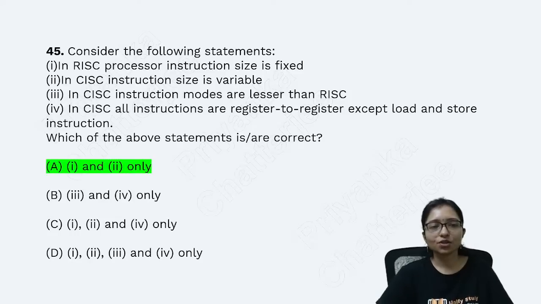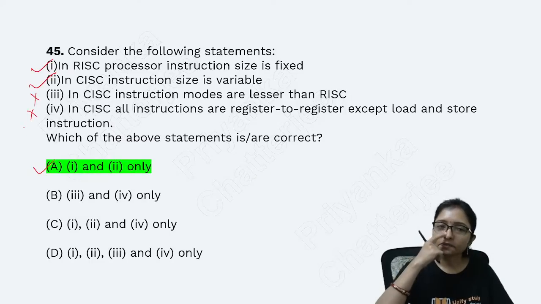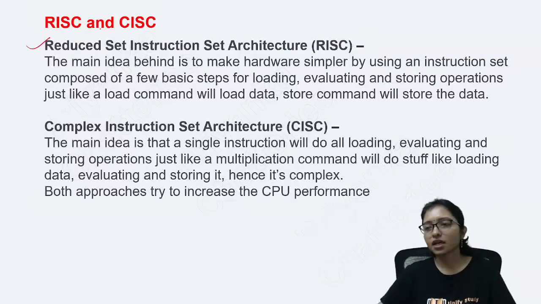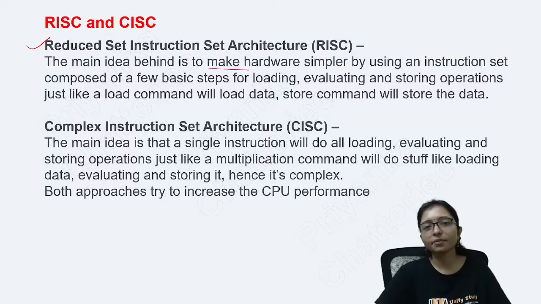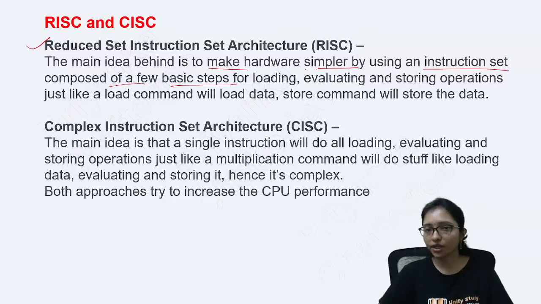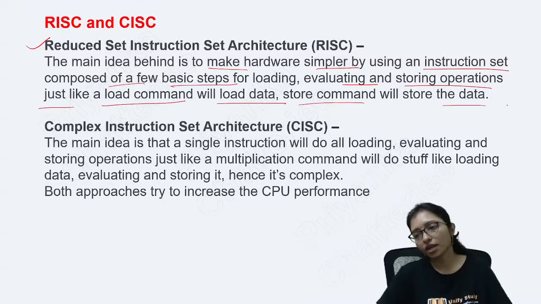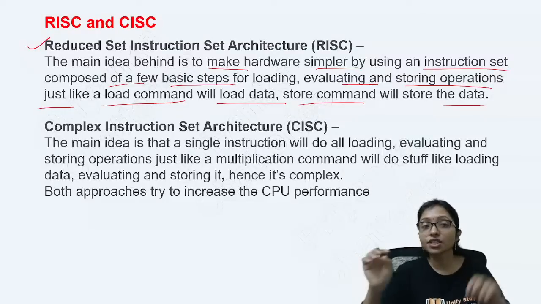I can see yes, option 1 A is the correct answer. Definitely 1 and 2, because this one and this one are correct, but this and this are false. Why? Because what is the main difference between RISC and CISC? RISC means reduced instruction set computer. The main idea behind it is to make hardware simpler by using an instruction set composed of a few basic steps of loading, evaluating and storing operations. Just like that, the load command will load the data, and the store command will store the data. This is a reduced instruction set.